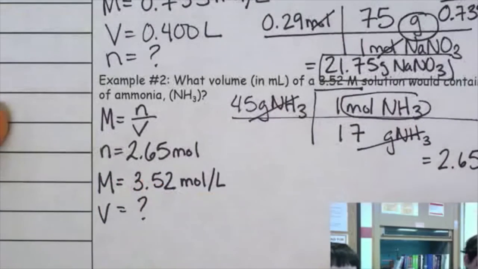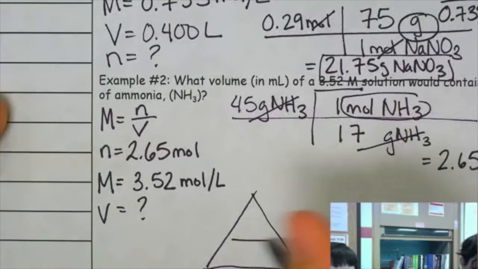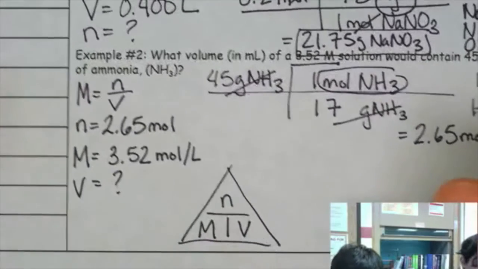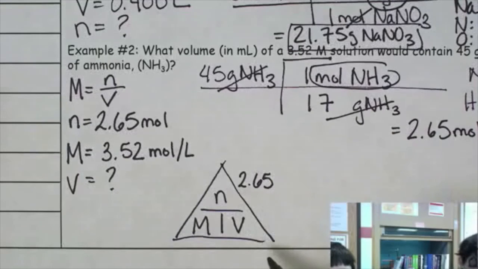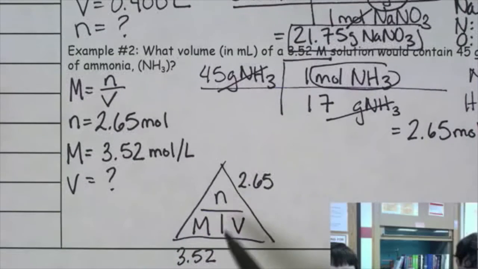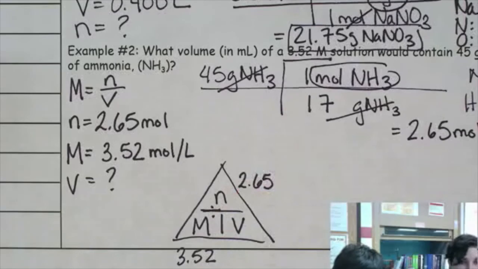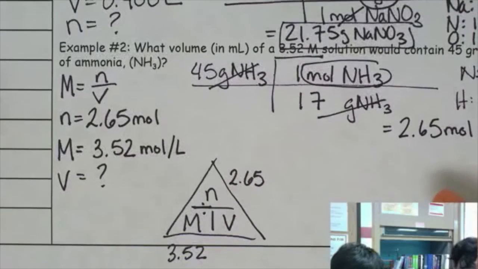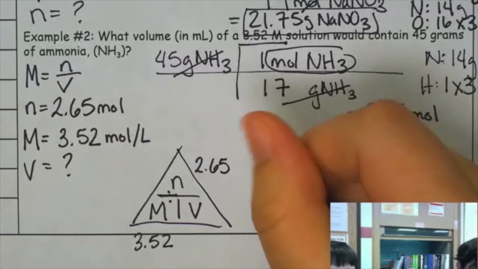So let's plug this into our triangle. n goes on top, molarity goes on the bottom, and volume goes right there. So the 2.65, our moles, is on top over our 3.52. If they're on top of each other, we divide. So 2.65 divided by 3.52 is 0.75. So our volume is 0.75 liters.